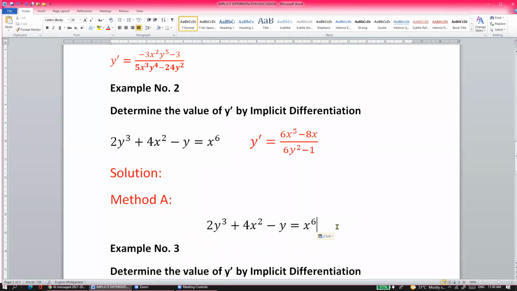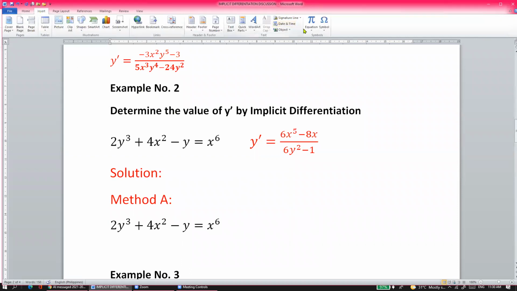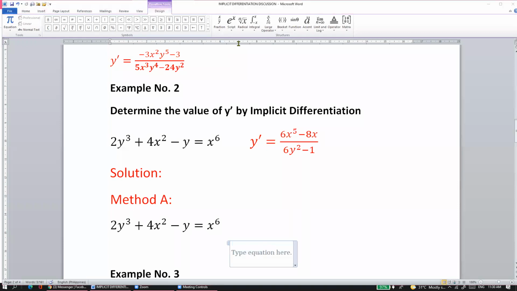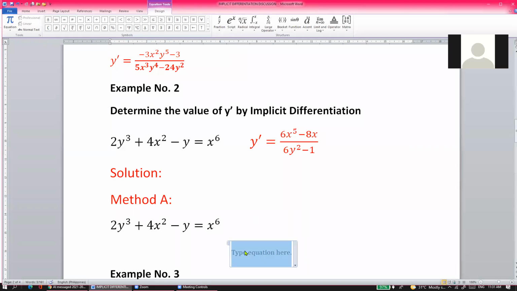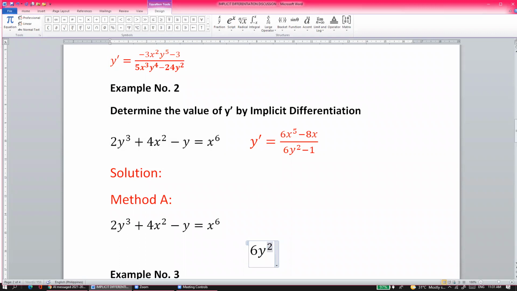Now, if I will take the derivative of the first term, what must it be? Please kindly inform me of the result. What is the derivative of the first term if I will write it here? If y to the second power, squared po. 6y, 6y squared. So I'll type 6y squared. What do I need to write since we are with the method A? Ano yung missing? Y prime. Y prime. Automatic yon.